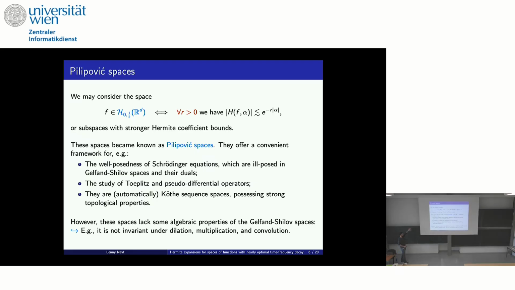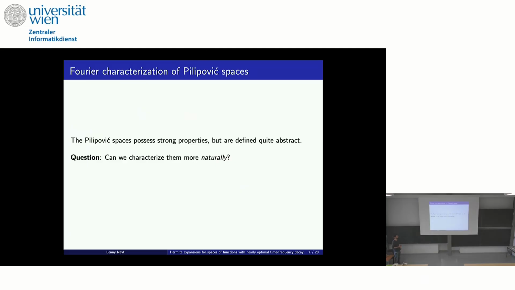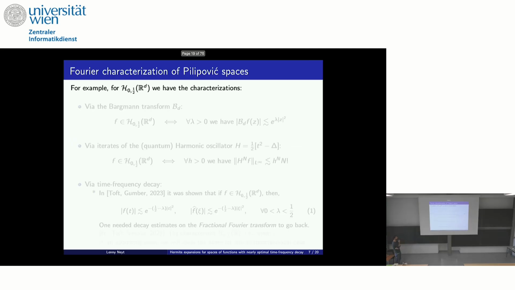So on the one hand, we have these nice spaces that have very good properties that we can apply. But on the other hand, it's somewhat difficult to work with them. So somehow you would like to have a more natural characterization of these spaces, not just that they have these Hermite coefficients that decay nicely. And then work started on this.